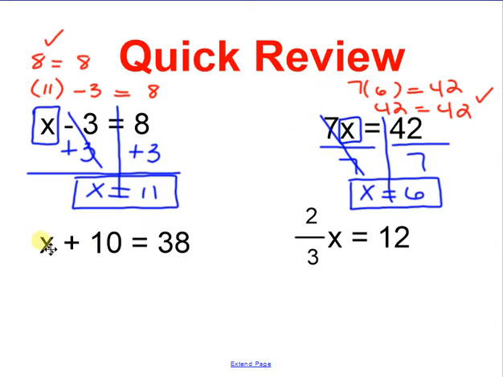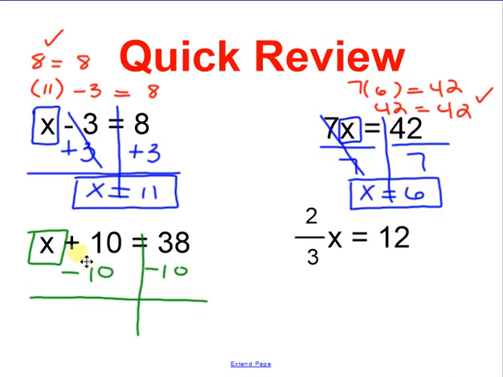So x plus 10 equals 38. Put a box around the variable. Alright, and what's attached to the variable? It's a plus 10. What's the opposite of plus? Minus. So we're going to do minus 10. And we do it to both sides because that's the golden rule. 10 minus 10 is 0, so that cancels. You're left with x equals, and 38 minus 10 is 28.